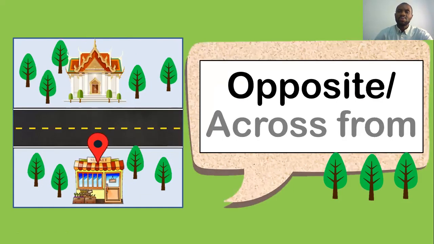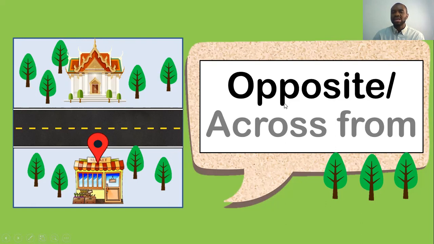Opposite. Okay, it's opposite or across from. This is opposite. O-P-P-O-S-I-T-E, opposite. This is the temple. The temple is opposite the market. This is the road. The temple on the left, the market on the right. The temple is opposite the market. The market is opposite the temple.